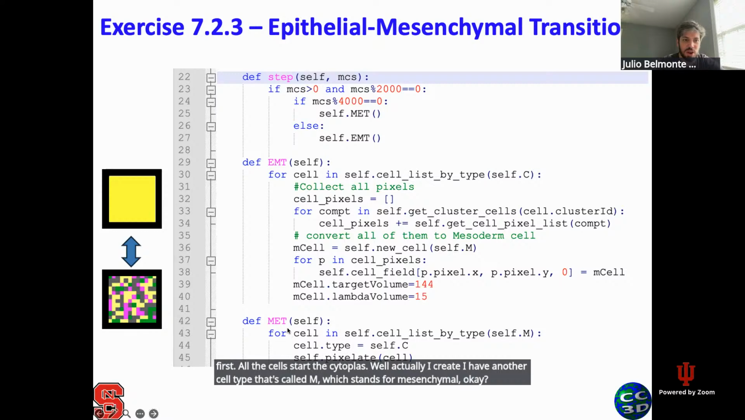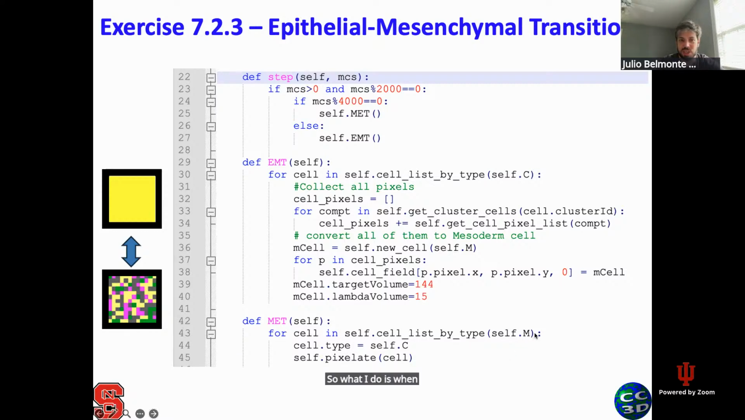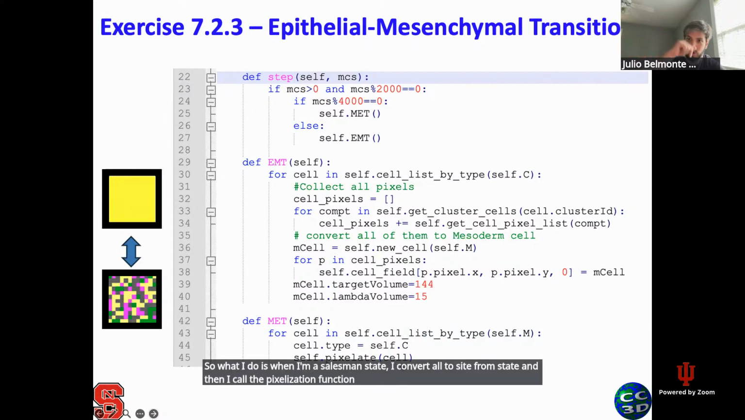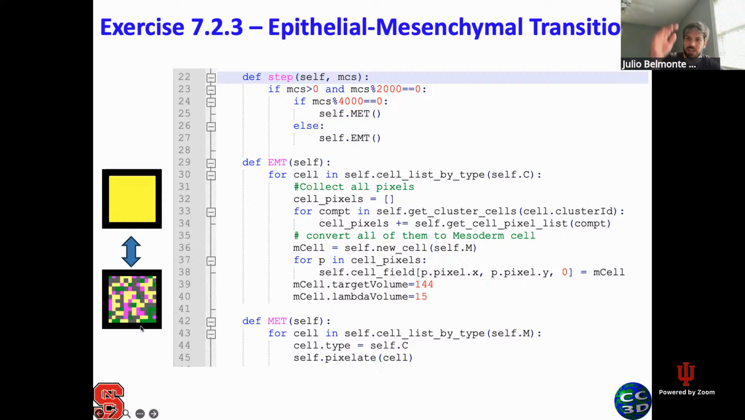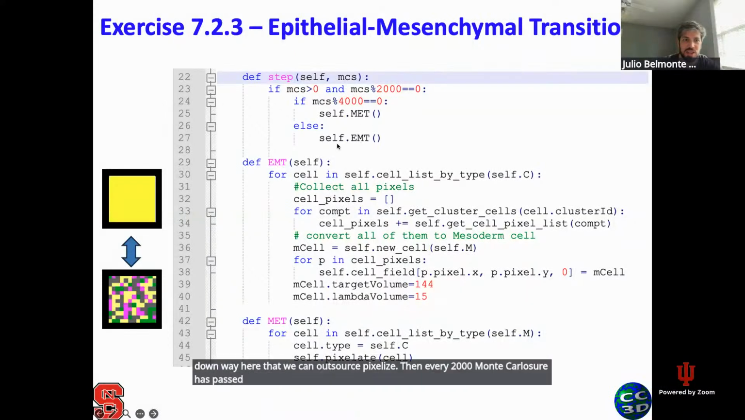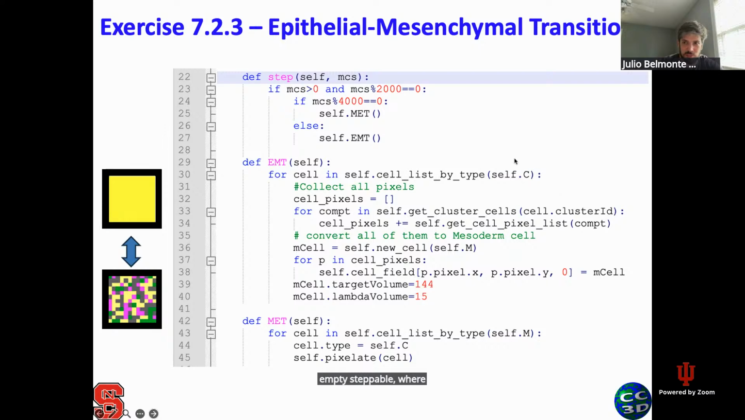So what I do is, when my cells are in a mesenchymal state, I convert them to the cytoplasm state, and then I call the pixelization function that I had before. That creates this down way here that makes all the cells pixelize. Then every 2000 Monte Carlo steps, I call the EMT steppable, where I go over all the cytoplasm of your cells.